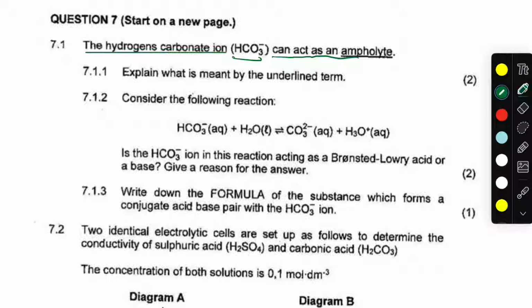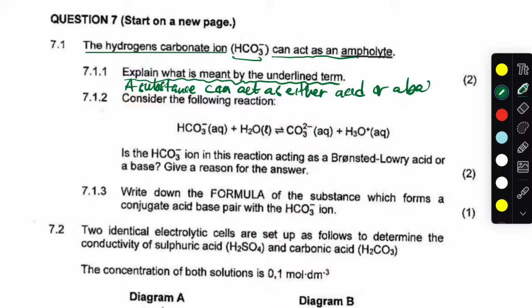Now it says explain what is meant by the underlined word. So by the underlined word, it means a substance can act as either an acid or a base. So it can be an acid, it can be a base.